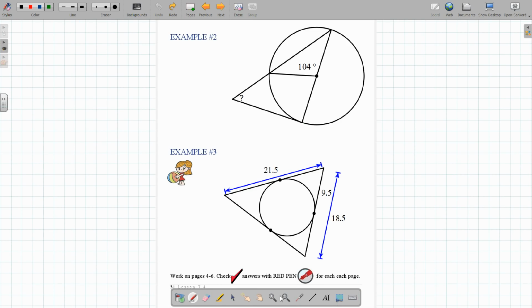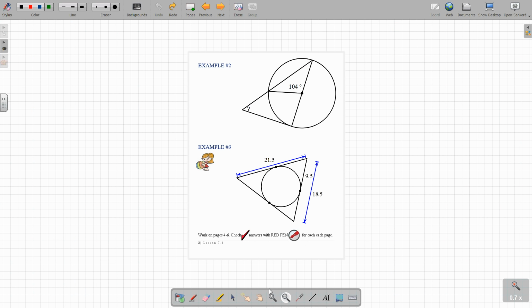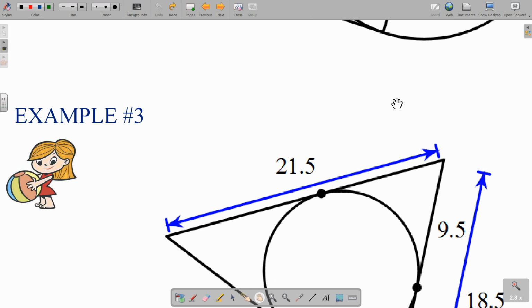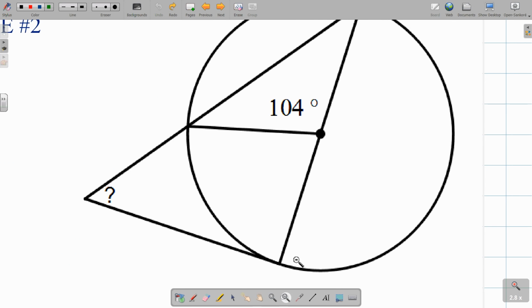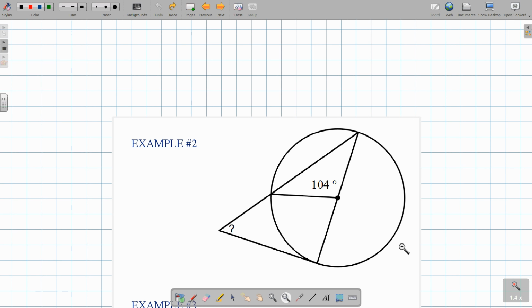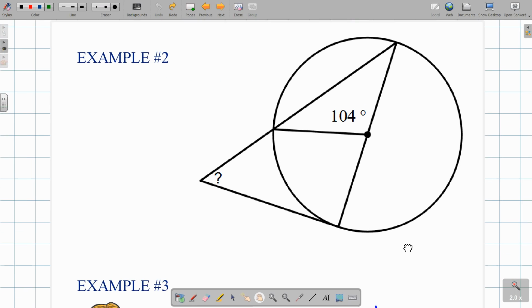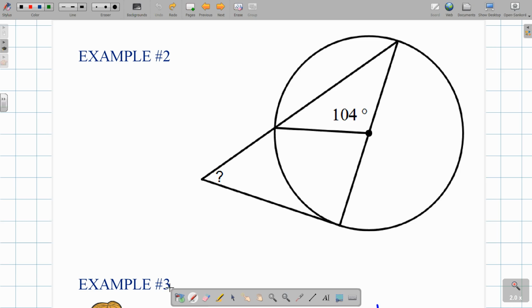Example 2, you're going to be doing this kind of stuff where you have to find the measure of all the angles. The trick to this is watching out and physically tracing everything. So start by finding your right angles. In this case, we have a tangent right here, and we have a radius or a diameter right here. Go ahead and sweep that whole diameter.